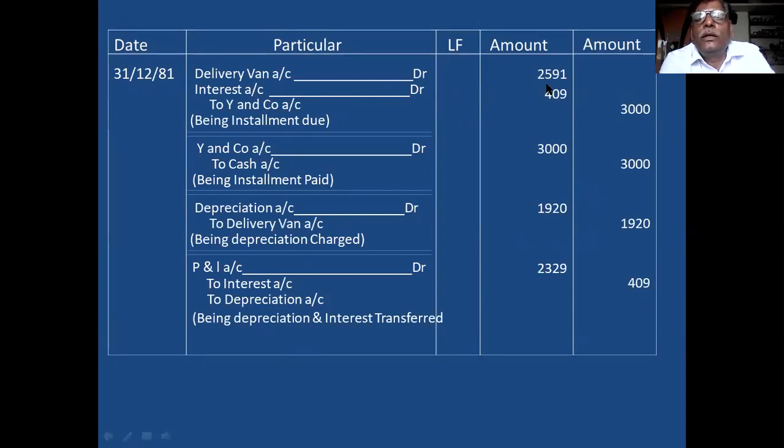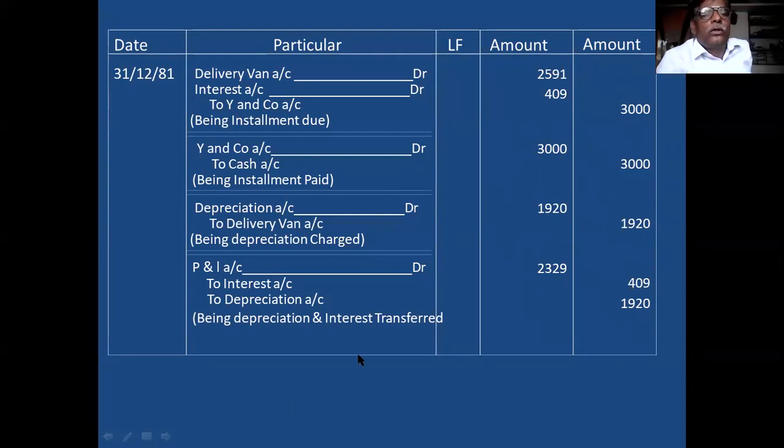Third year principal is 2,591. Interest for third year is 409. Total is 3,000. Installment is 3,000. Third year depreciation is 1,920. You write it. Then transfer to P&L account is 2,329 total. Interest 409. Depreciation 1,920. This is the third year amount you fill. Journal entries are same. Okay.